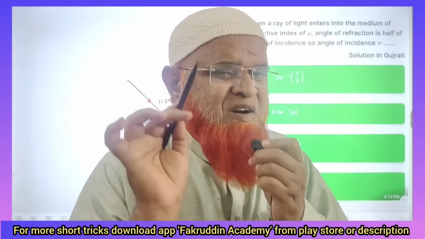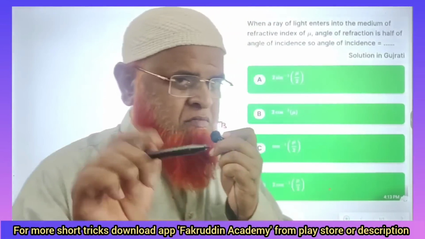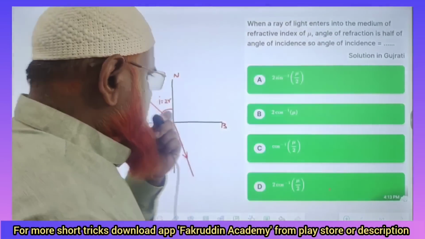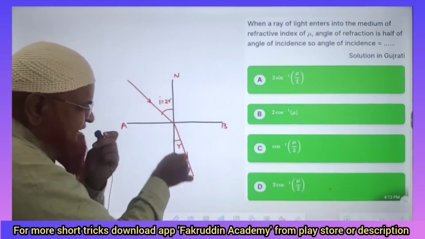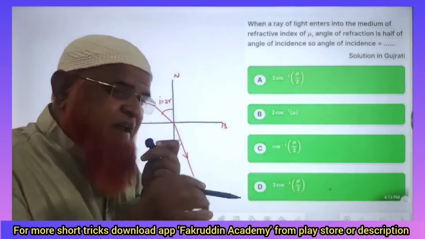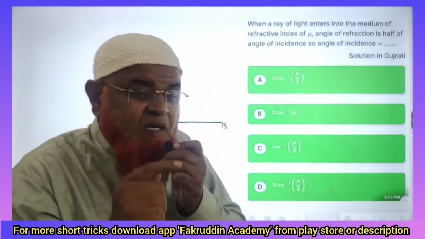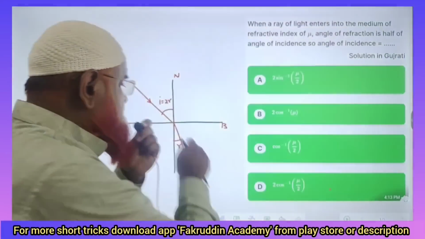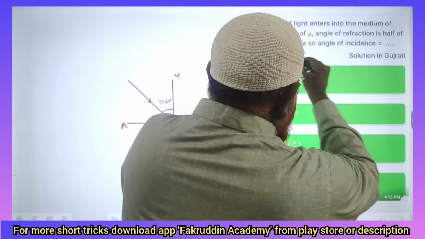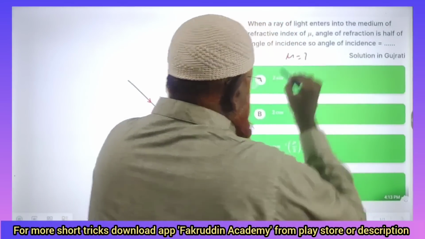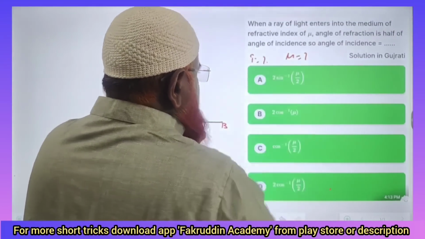My dear students, don't swipe. You may miss a wonderful physics short trick for NEET 2024. Just remember, see here. The problem says that a light ray enters and it deviates. It is refraction. It is said that the angle of incidence is double that of the angle of refraction. In such situations, he is asking us to find out what is i.